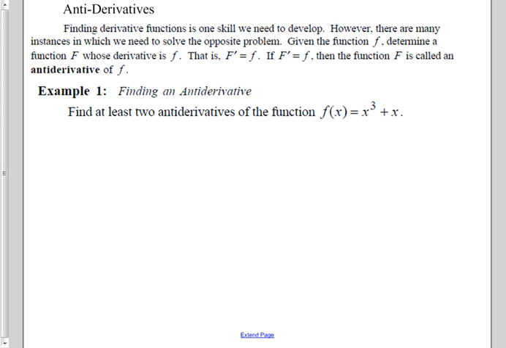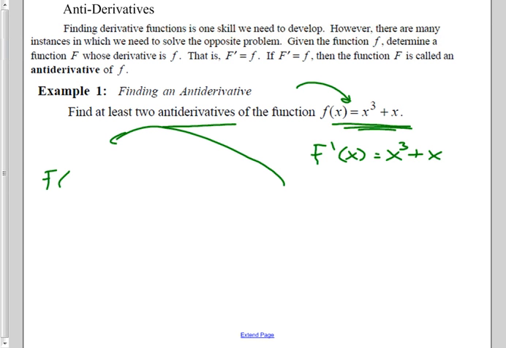So the idea of antiderivatives is to find the reverse. It's not to find the derivative, it's to find the function where this is the derivative. So in other words, if my derivative is x cubed plus x, what must be my function? All right, so working backwards, let's think about this, and we'll develop some rules in a second.